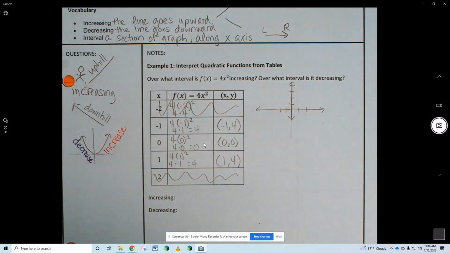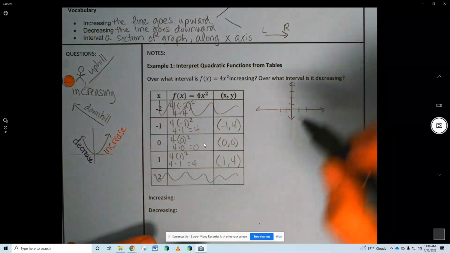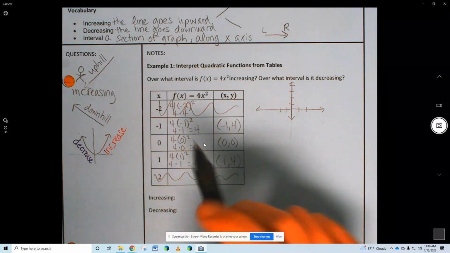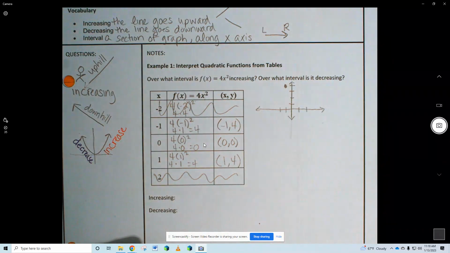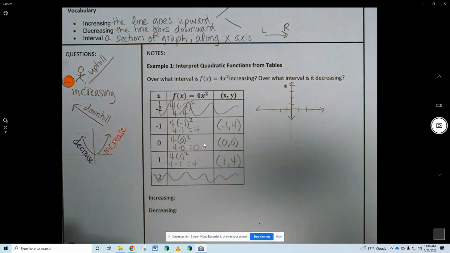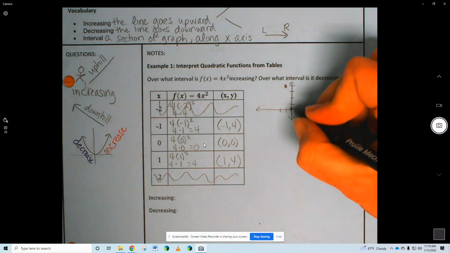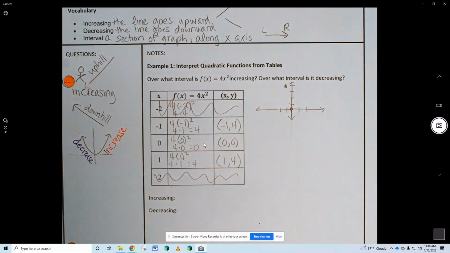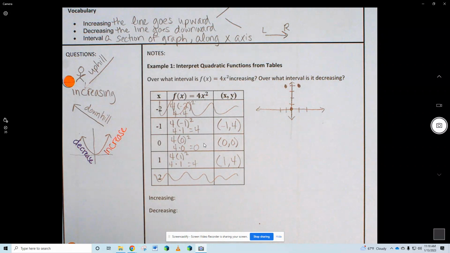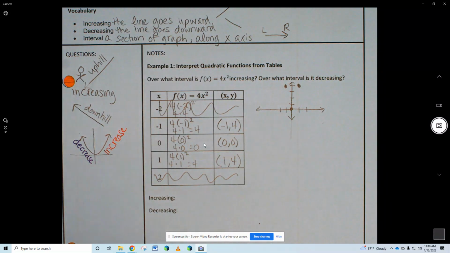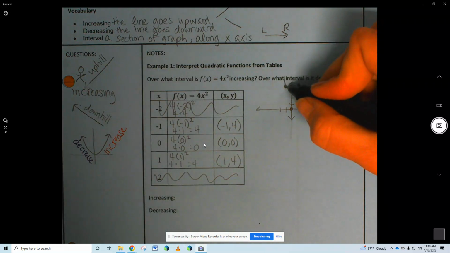So now I'm going to plot these ordered pairs. First one, negative 1 comma 4. The vertex is 0, 0. And then 1 comma 4. The 4 means it's really narrow. And obviously you can see that.